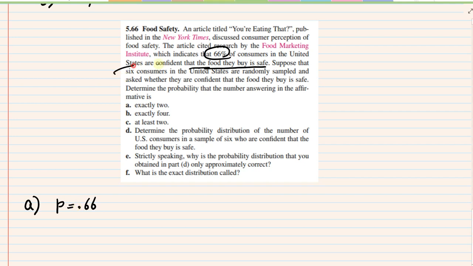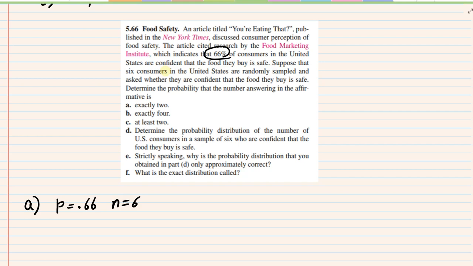Suppose that 6 consumers in the U.S. are randomly sampled. 6, that's not many. That's probably just people in your household, right? Just near and dear to you. So you're talking about the U.S. population based on just your family. That's a massive undertaking, isn't it?